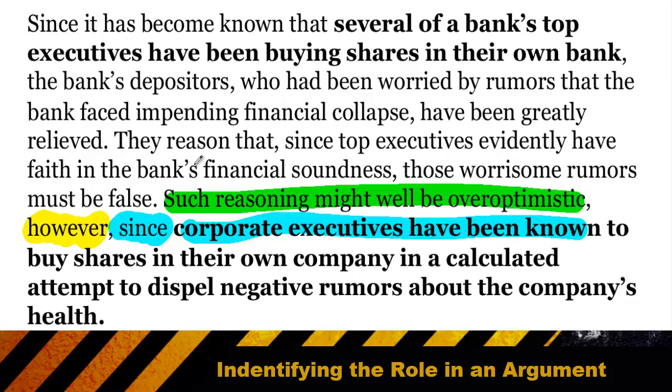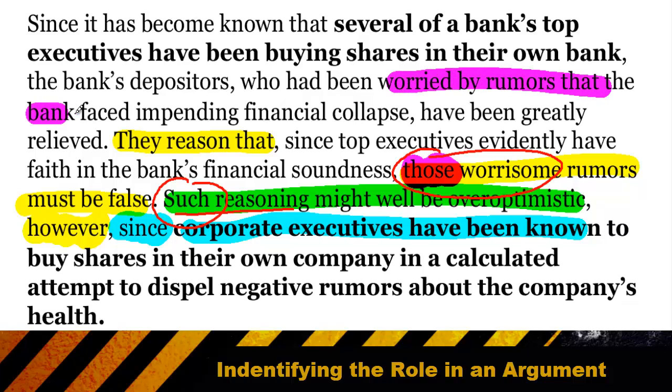Now, when we look at our conclusion, we see a pronoun, such. When you see a pronoun in a conclusion, it's important to identify what that pronoun is referring to. In this case, the such reasoning is referring to the part that says, they reason that those worrisome rumors must be false. Once again, we have another pronoun in our reasoning, those worrisome rumors. So once again, we have to identify what those is referring to. If we go a few lines up, we see that people were worried by rumors that the bank faced an impending financial collapse. But then it says those rumors have been greatly relieved.